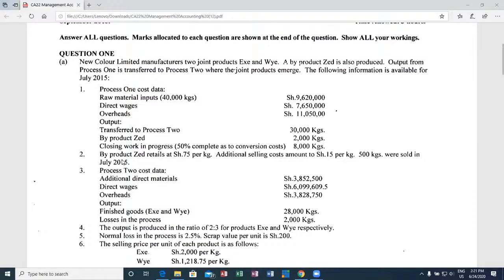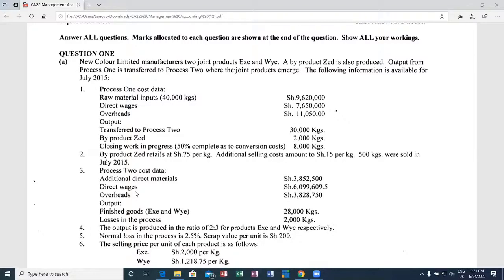Note 2, byproduct Z retails at 75 shillings per kg. Additional sales costs amount to 15 shillings per kilogram. 500 kilograms were sold in July 2015. Then process 2 cost. We have additional direct material, which was 3,852,500. Next, we have direct wages, which is 6 million, and 99,609.5. The overheads were 3,828,750.